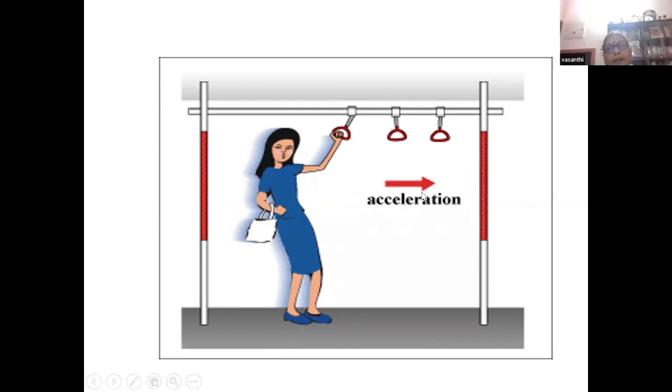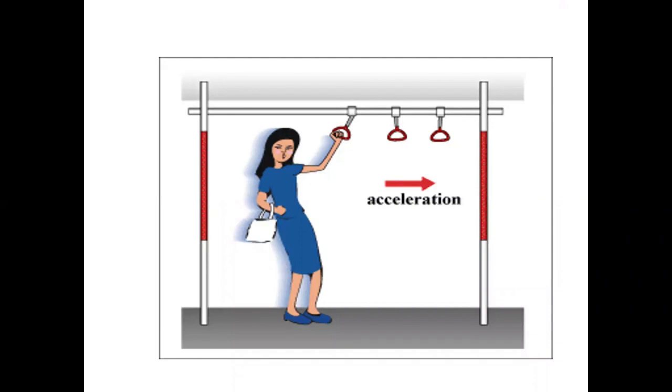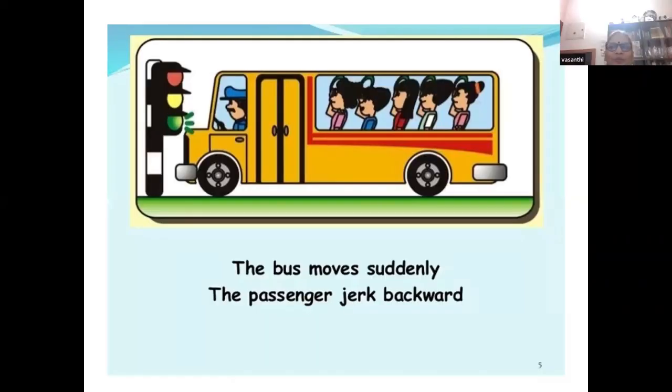Okay. Acceleration is applied and the bus is starting. When a bus is starting, there is acceleration in the forward direction, but the passengers are in a state of rest. So they fall backward when a stationary bus starts. Aparna, you're very alert. Thank you for that. Now, when the bus moves suddenly, the passengers jerk backward, isn't it? So you should give lots of illustration before you introduce inertia of rest or inertia of motion.